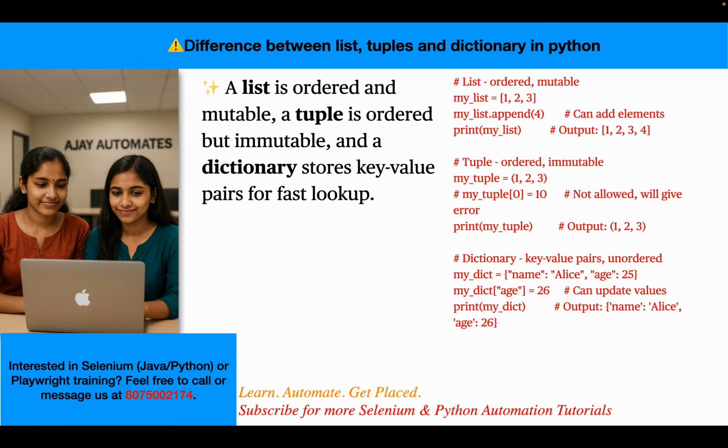Next question is the difference between list, tuple and dictionary. Out of 5 interviews, in 4 interviews they are asking this question, so please prepare this question. A list is ordered and mutable, but a tuple is ordered but immutable. And a dictionary is useful for holding key value pairs. Also write the program syntaxes for list, tuple and dictionary.